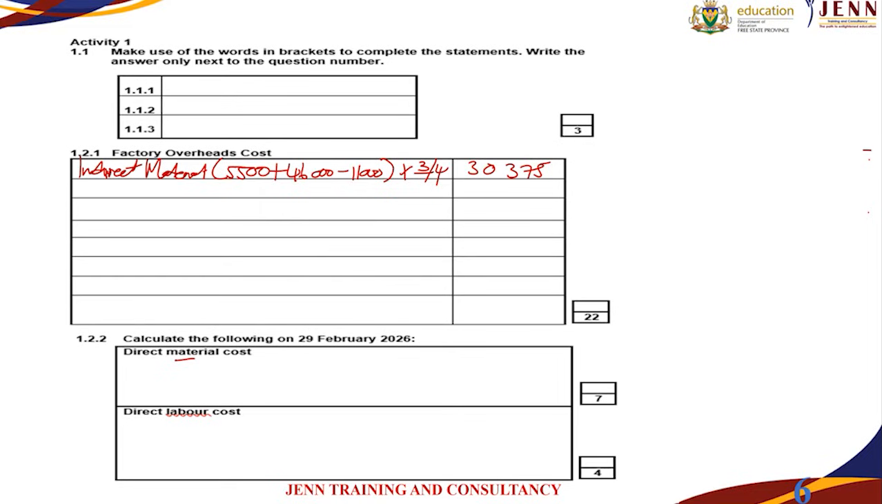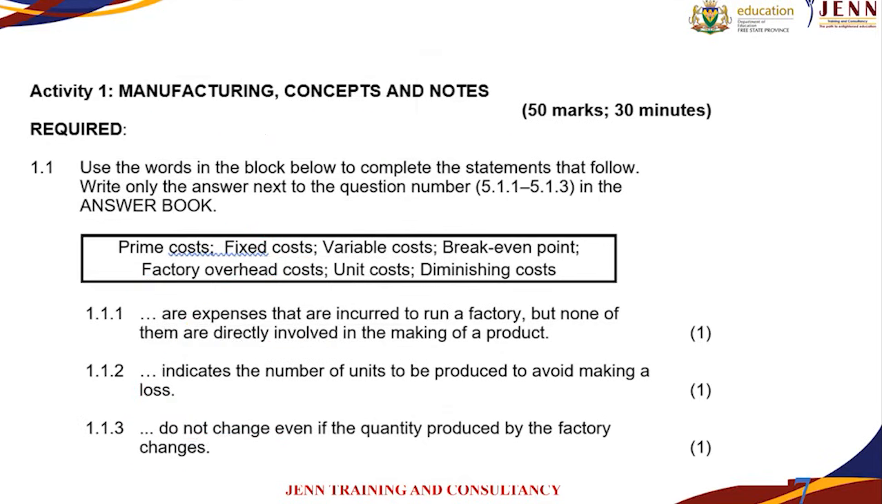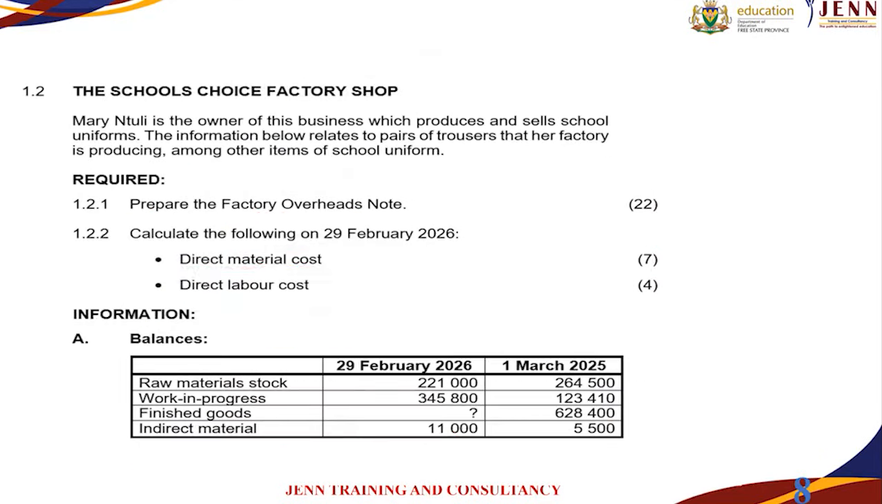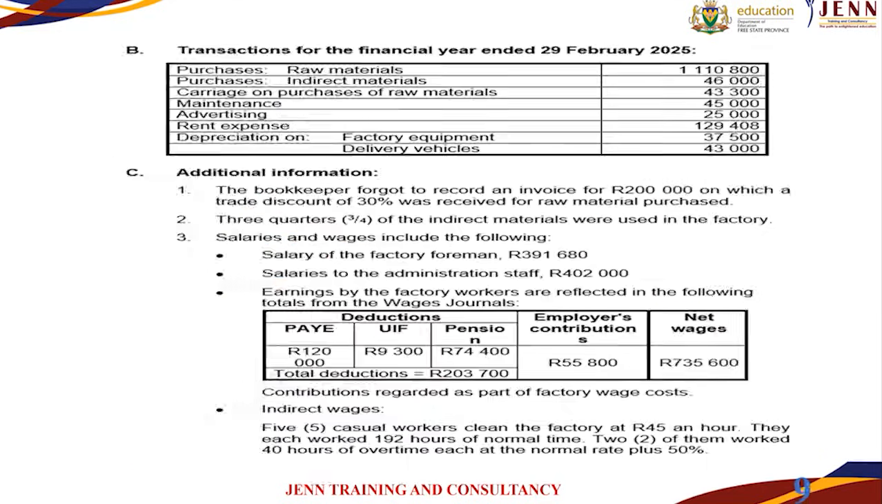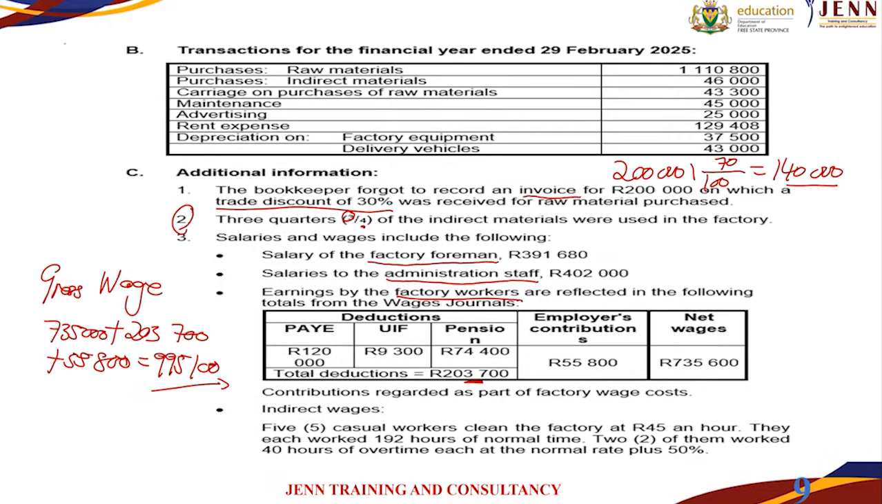Now let's go to the next one. And then as we go to information B, we do have now maintenance. Remember, the factory must also be maintained. And then it says here, it's 45,000. Now, what do we do? Before we can record that 45,000, we must go and look for information that has to do with maintenance.